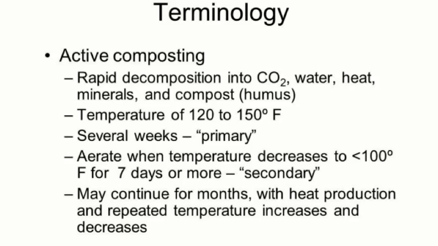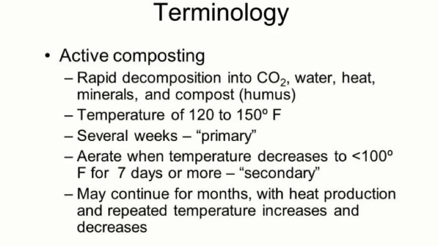Terms we need to be familiar with in composting. A critical one is the term active composting. It's when the carcass is rapidly decomposing into carbon dioxide and water, heat is released, and minerals remain in the compost or the humus, as do other nutrients. In particular, the nitrogen would be fixed. We see in this active phase temperatures of 120 to 150 degrees Fahrenheit.